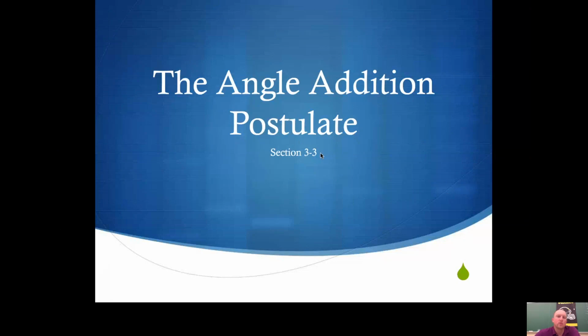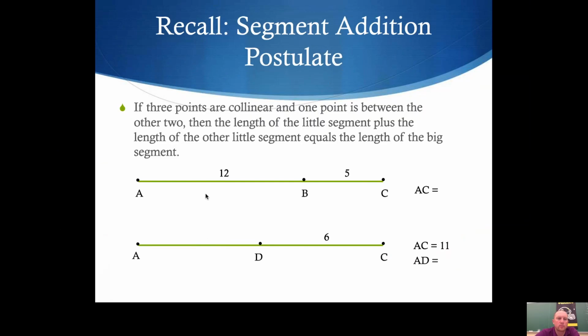This is section 3.3. It's on the angle addition postulate. This is recall. This is our segment addition postulate. If you have 3 points that are collinear and 1 point is between the other two, then the length of the little segment plus the length of the other little segment equals the length of the big segment.